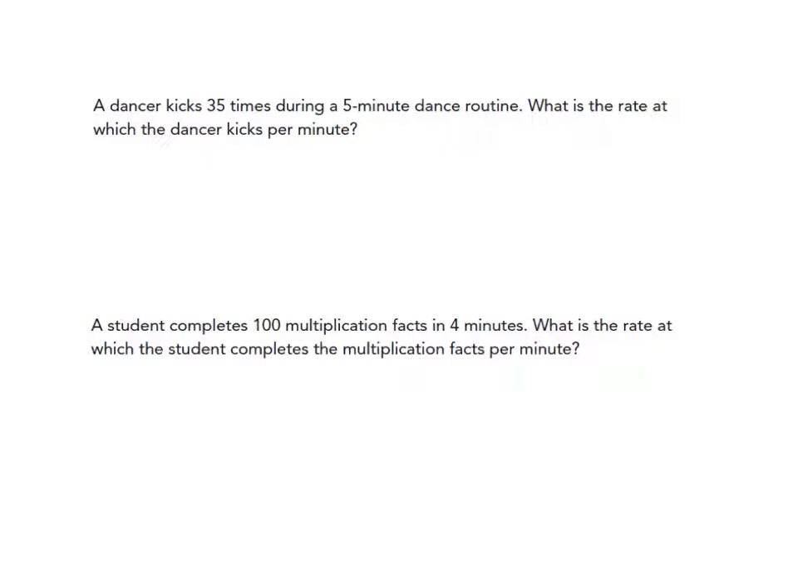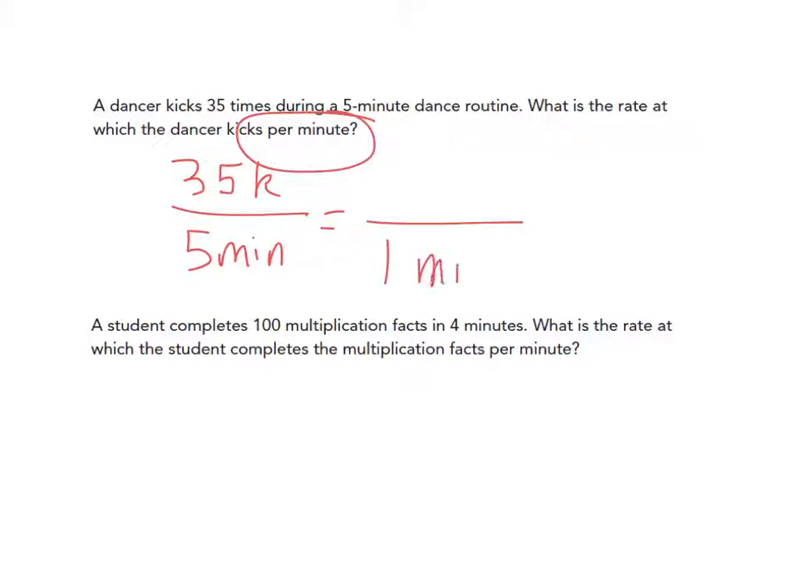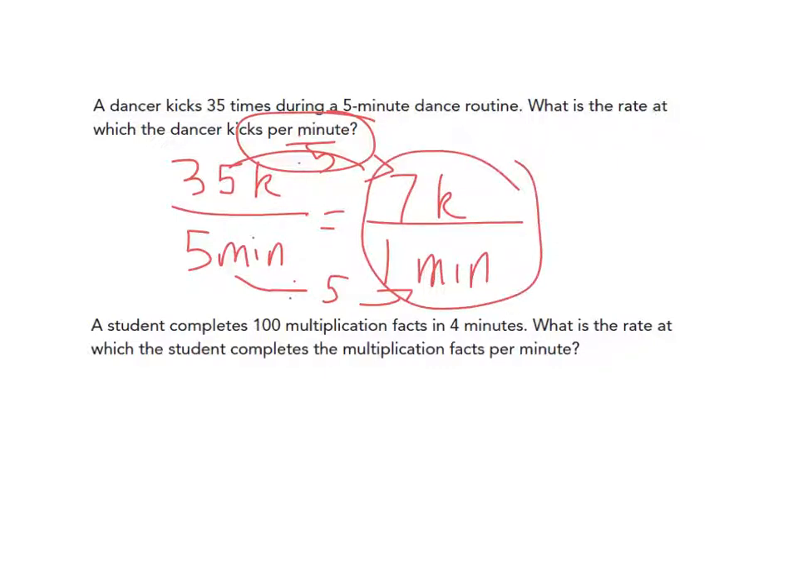Okay, the first one says a dancer kicks 35 times, that's 35 kicks per 5 minutes. Now that's a rate, but it's not a unit rate. They want per minute, so that means out of 1. So if I need 1 minute, I know that to make 5 minutes into 1 minute, I'd have to divide it by 5. And if I do the same thing here and divide this by 5, that tells me 7 kicks per minute, and that's our unit rate.